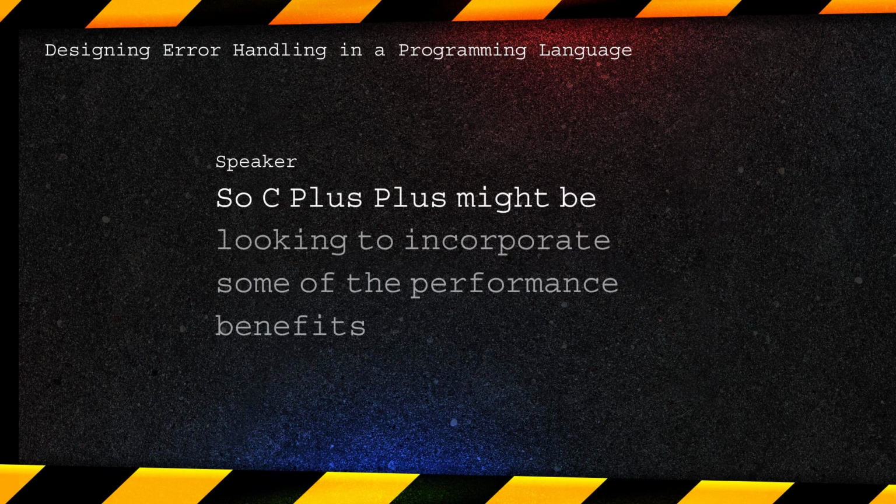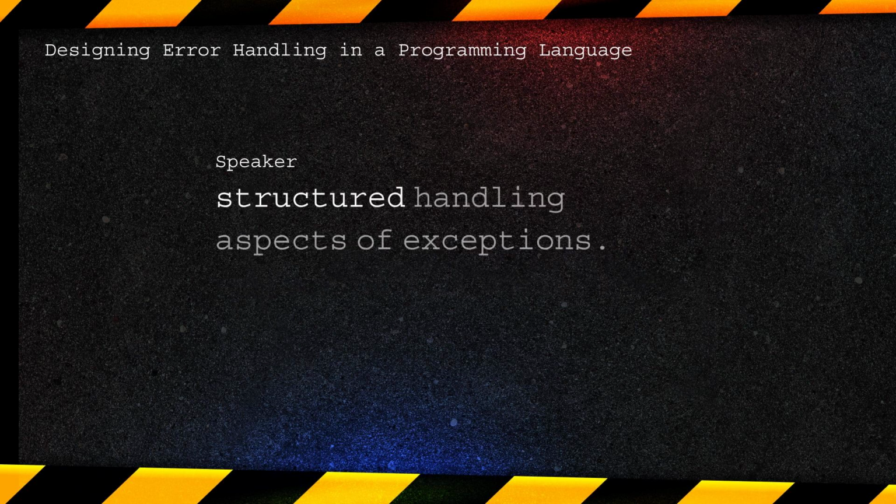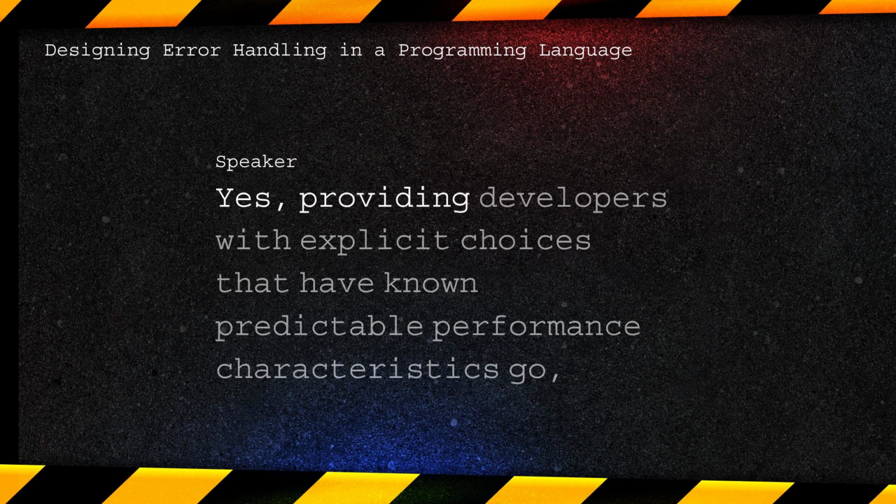So C++ might be looking to incorporate some of the performance benefits typically associated with error values, while perhaps retaining some of the structured handling aspects of exceptions. That seems to be a major theme, yes. Providing developers with explicit choices that have known predictable performance characteristics.